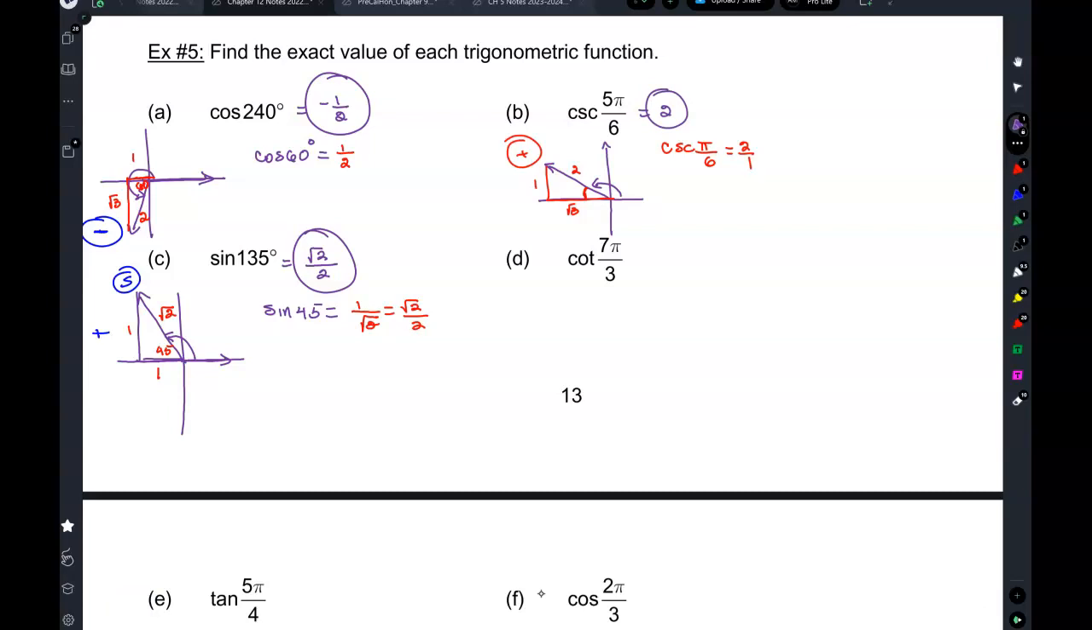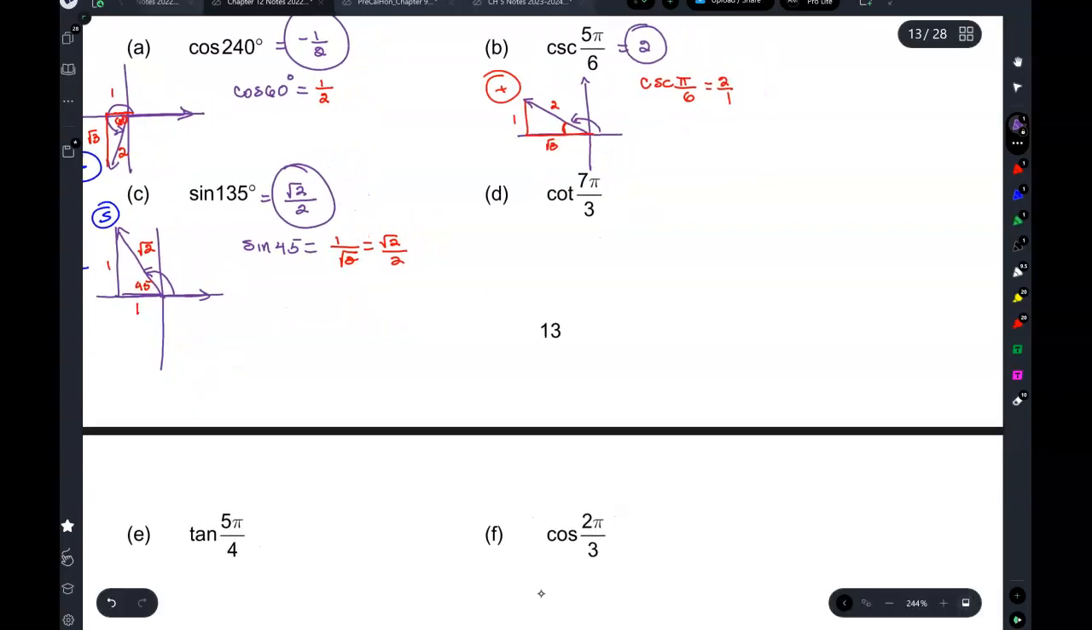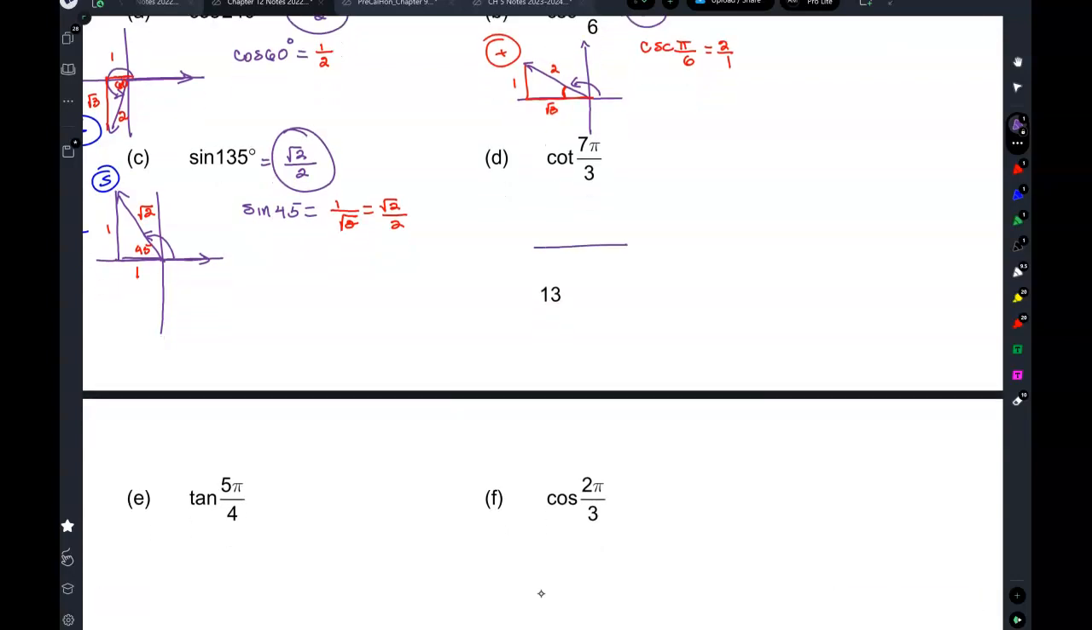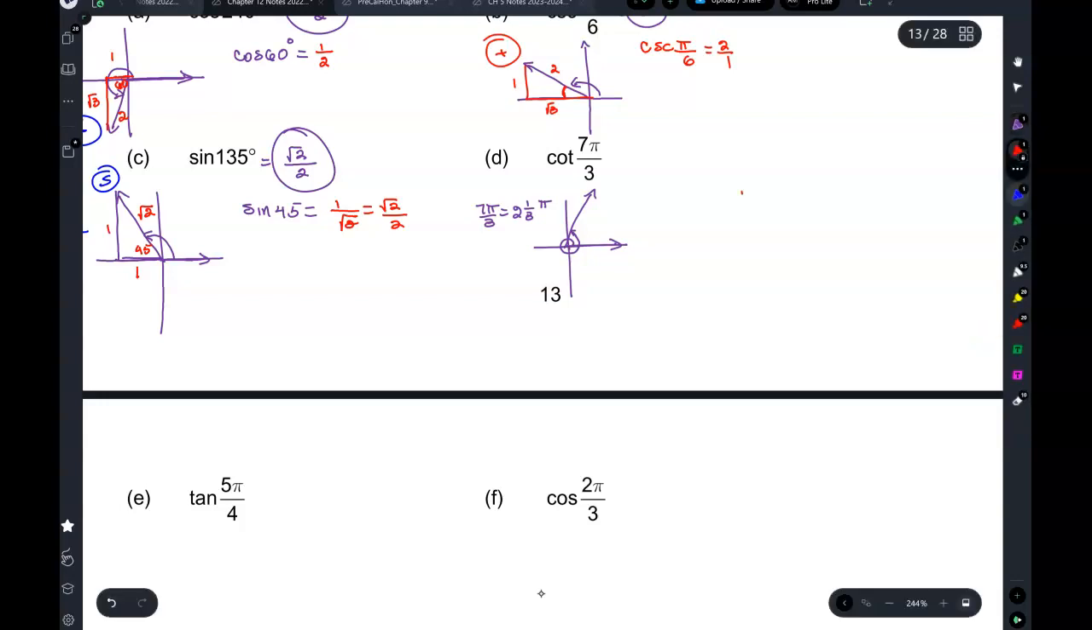Okay? All right, let's do one more. Cotangent of 7 pi over 3. Okay, where is 7 pi over 3? Right, so 7 pi over 3, it's not 30. Okay, so 7 pi over 3 is 2 and 1/3 of a pi. So 2 and 1/3 of a pi here. What's the reference angle? Pi over 3. So cotangent of pi over 3.